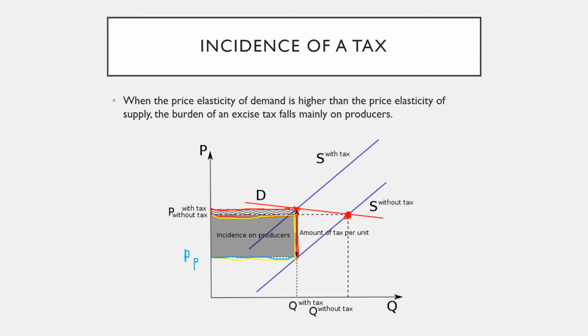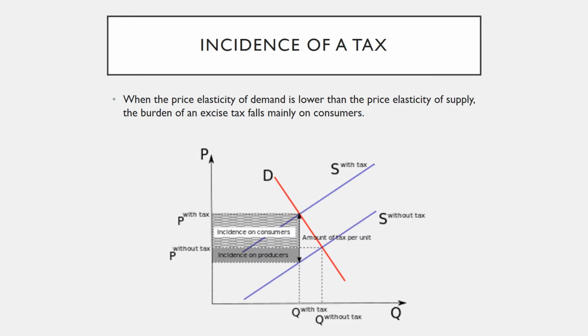So in this case, the principle here is that when the price elasticity of demand is higher than the price elasticity of supply, or said more simply, when demand is more elastic than supply, which you can see in this graph that it is, the burden of the tax is going to fall mainly on producers. Now let's consider the opposite scenario.